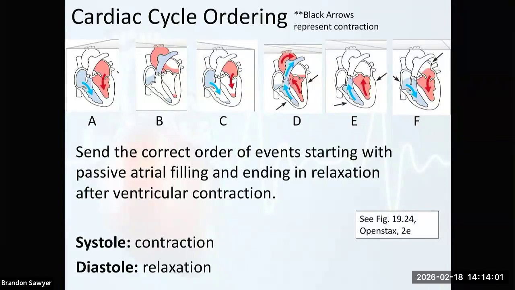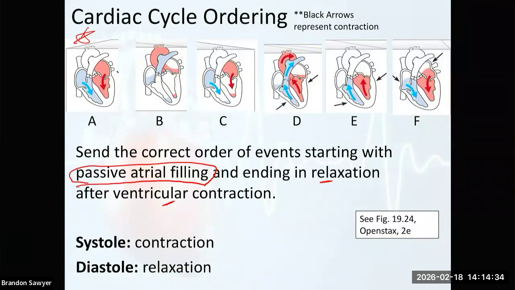So what I'd like you guys to do first is take these images here. They're not in the right order. But I want you to work through with your team and get them in the right order, starting with passive atrial filling. Passive atrial filling would be before the atria contract, but they're just filling up with blood. Make that your starting point. And then your last one that you're going to choose is when the ventricles relax.